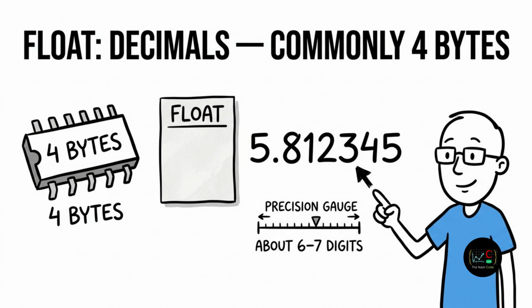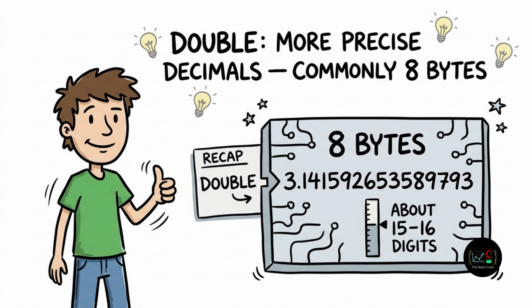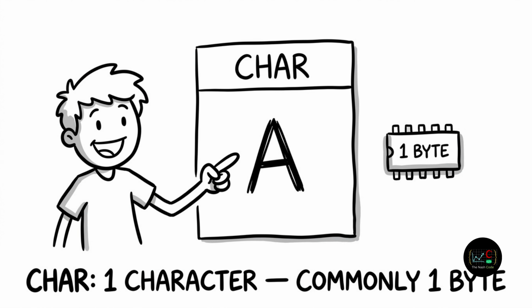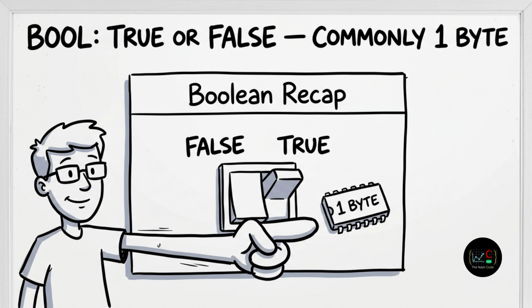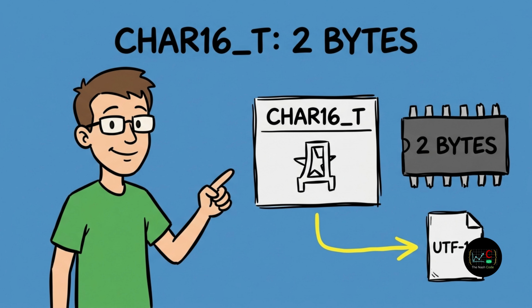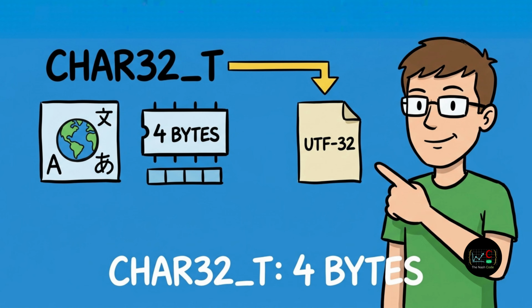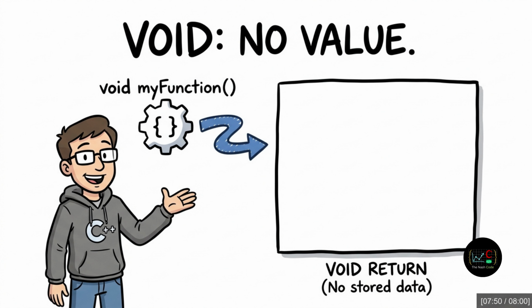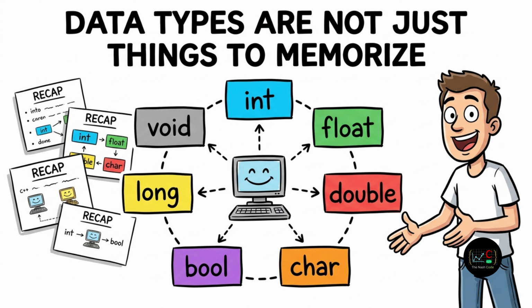Double: more precise decimals, commonly 8 bytes, about 15 to 16 digits of precision. Char: 1 character, commonly 1 byte. Bool: true or false, commonly 1 byte. wchar_t: wide character, system-dependent size. char16_t: 2 bytes. char32_t: 4 bytes. Void: no value.